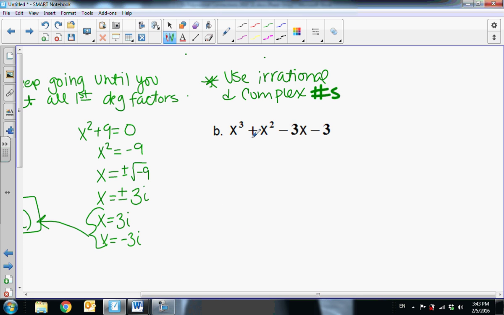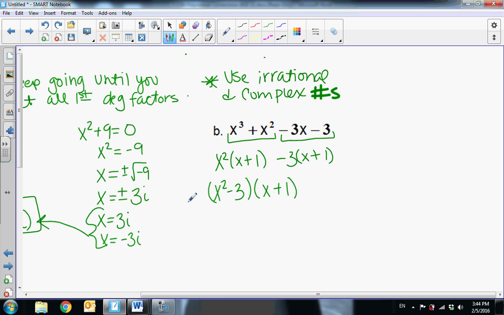How do I go about starting part B? Group them. All right, so I can pull out an x squared. Here I can pull out a negative 3. So I get x squared minus 3 times x plus 1. Again, normally we would stop, but for today we're going to keep going. We have a third degree polynomial, so we're going to keep going until we get this down to 3 factors.